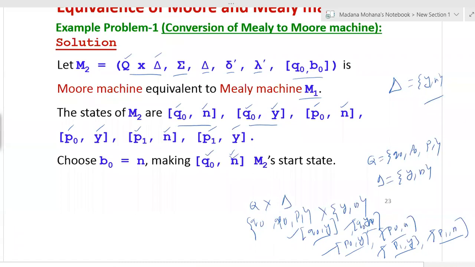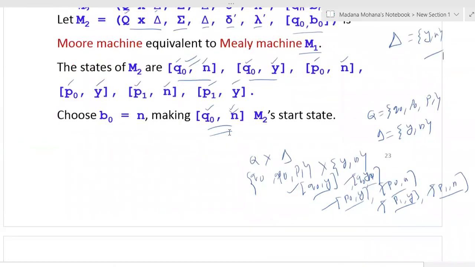Or you can choose Y also, there is no issue. So now (q0, n) is M2's start state here. In this (q0, n), this is the initial state. So now we obtained the states. Now you need to find out delta dash and lambda dash.